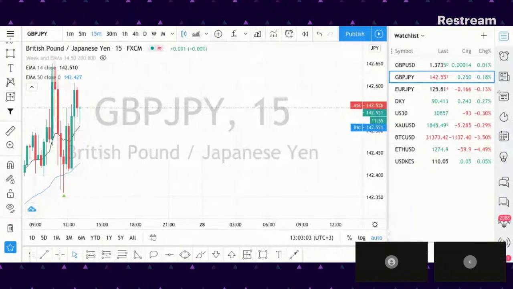But if I enter a trade and I close it before the end of today, before midnight, I'm not going to be charged any swap fees. The only thing the broker is going to charge me is the spread, which is already covered when I entered my trade.